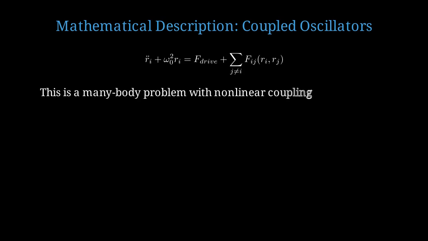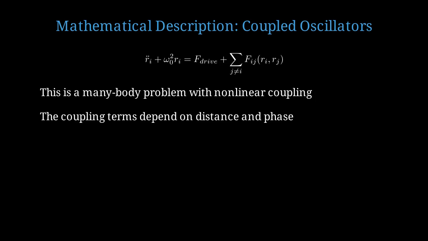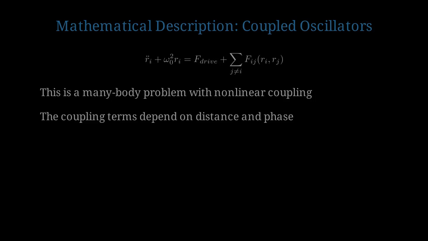We can describe this system mathematically as a set of coupled, nonlinear oscillators. Each bubble obeys an equation, R double dot plus omega 0 squared R equals the driving force, plus the sum of interaction forces from all other bubbles j. This is fundamentally a many-body problem with nonlinear coupling between oscillators. No wonder linear theory couldn't predict it. The coupling terms depend both on the distance between bubbles and their relative phase of oscillation.